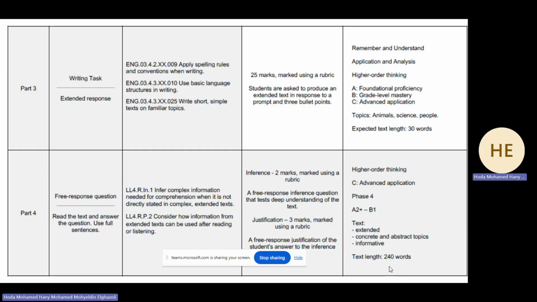For the inference question, you have to think beyond, deep, after reading the text. It tests deep understanding of the text. And justification is how well you justify your answer to the inference question. For the justification question, you have to give evidence from the text.